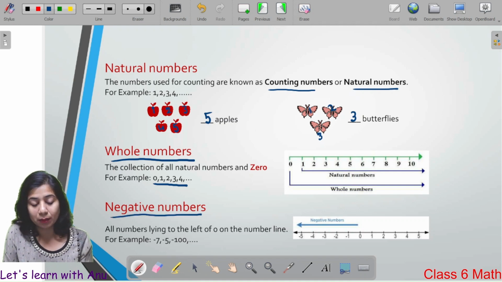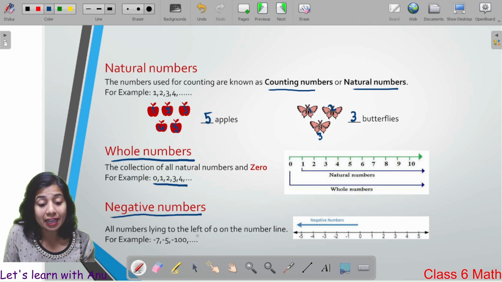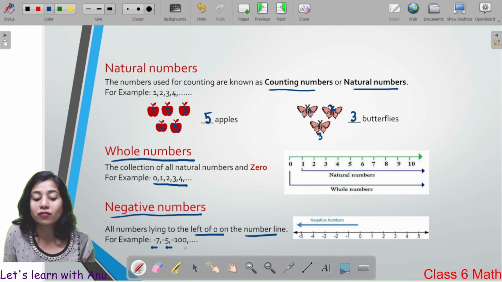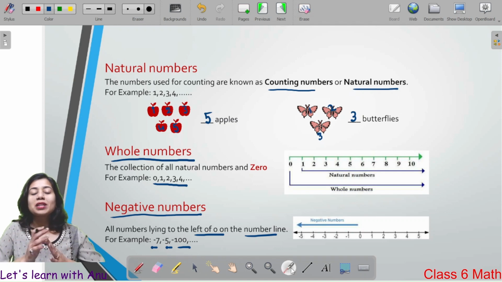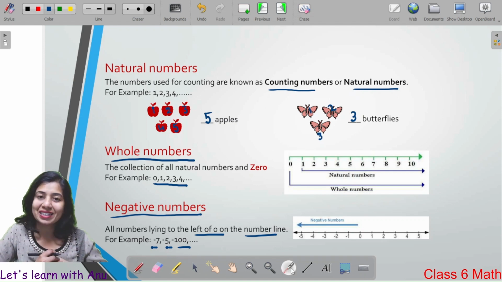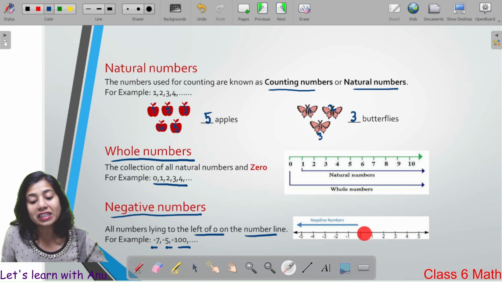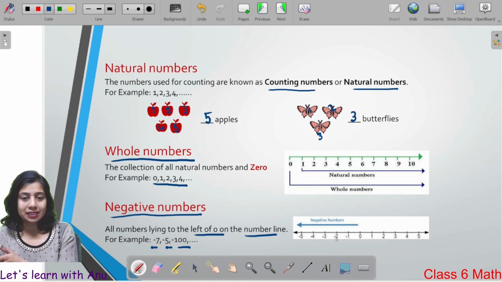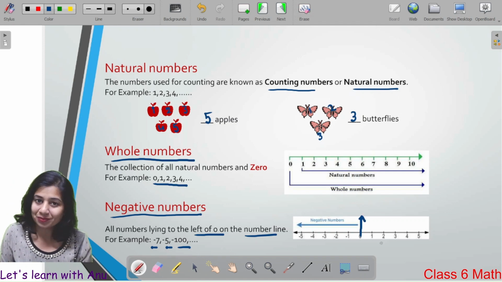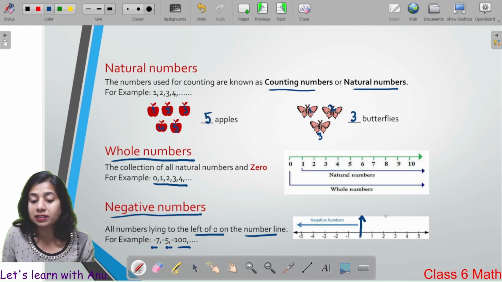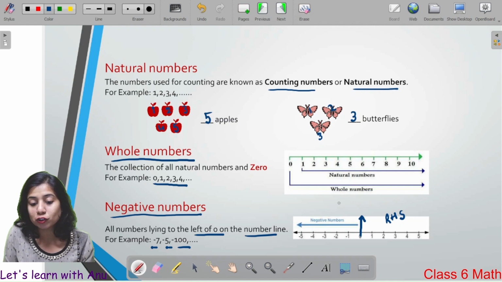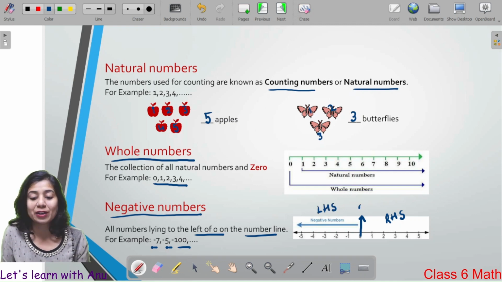Then we have negative numbers. All numbers lying to the left of 0 on the number line are known as negative numbers. For example, -7, -5, -100. You all must be wondering, what is this number line? A number line is basically a horizontal line used for visual representation of numbers, right? All the numbers are placed at equal distances with 0 in the middle, and all the natural numbers are placed on the right hand side of 0, and negatives of natural numbers are placed on the left hand side of 0.